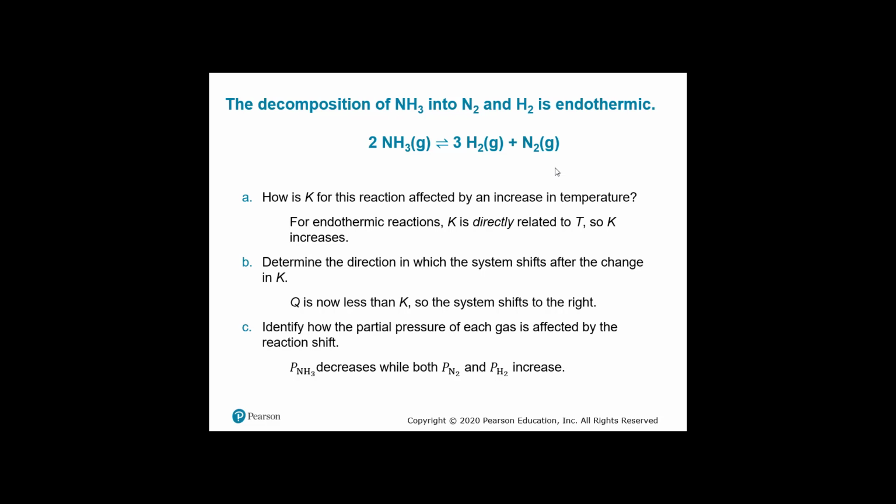So, determine the direction in which the system shifts after the change in K. Q is now less than K because it's shifted in this direction. So the system shifts to the right. Identify how the partial pressure of each gas is affected by the reaction shift. If we look at this, the partial pressure of ammonia decreases while the partial pressure of nitrogen and hydrogen increase. Because it's being shifted to the right, that's got to increase, this has to decrease. And that's it.